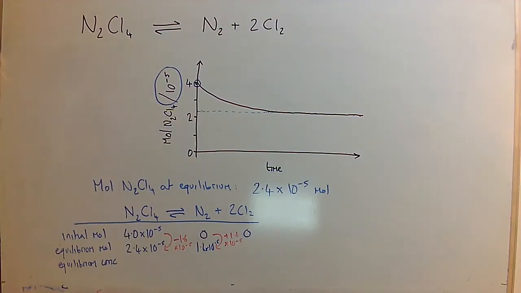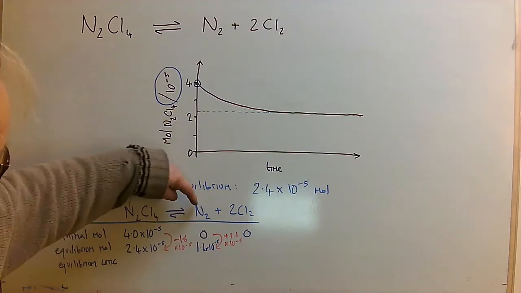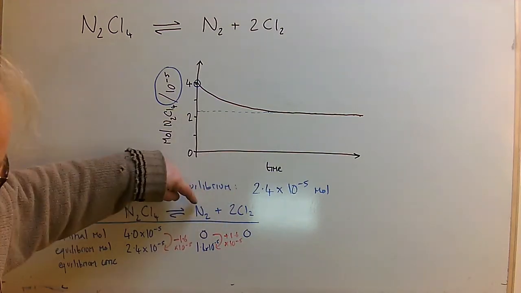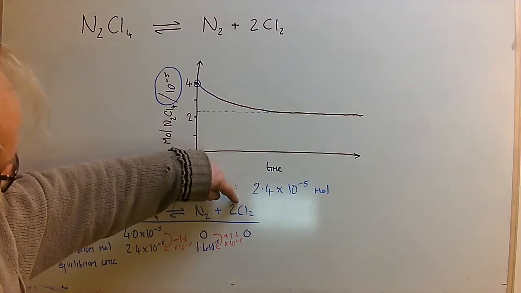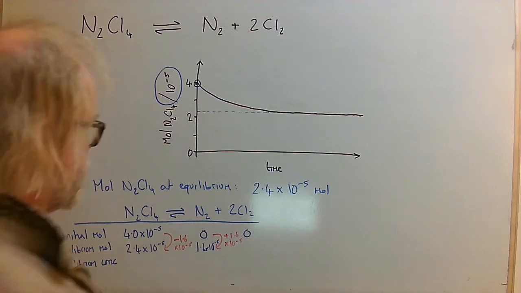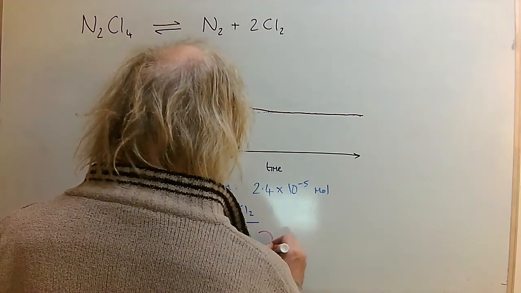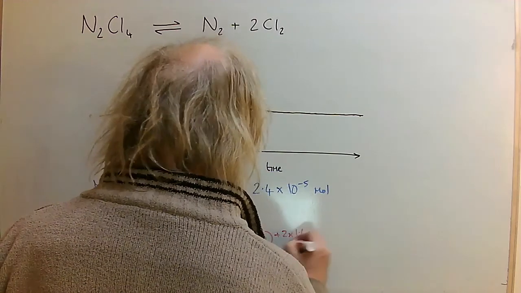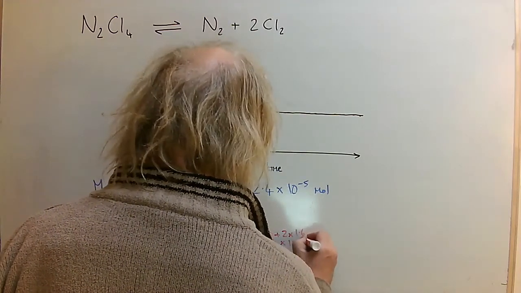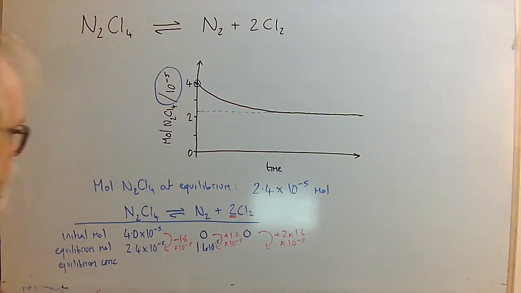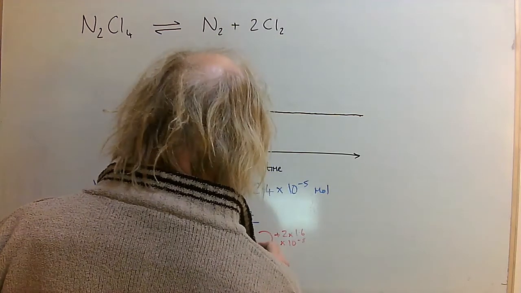Now the chlorine, the equation again tells us that for every mole of nitrogen that's formed, you form 2 moles of chlorine. So the amount of chlorine is going to change by twice as much. So because that increased by 1.6 times 10 to the minus 5, this is going to increase by 2 times 1.6 times 10 to the minus 5, because of the 2 in the equation there, and that gives us 3.2 times 10 to the minus 5.